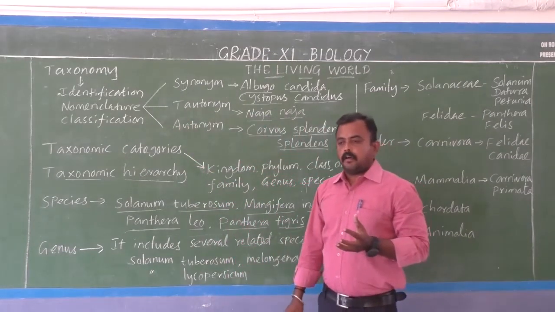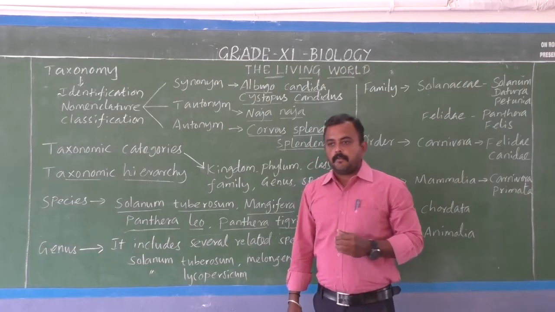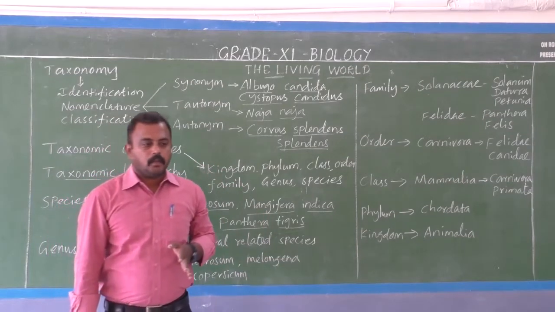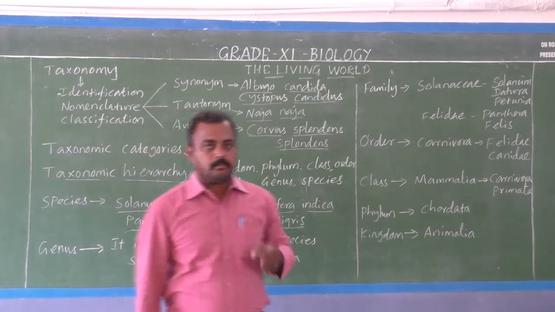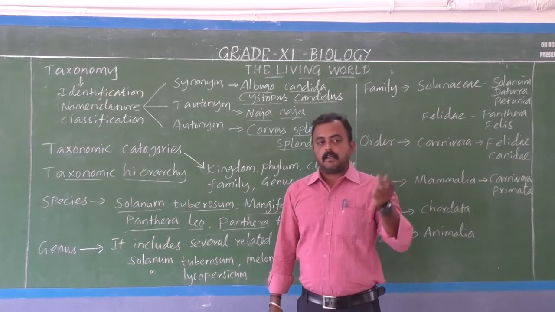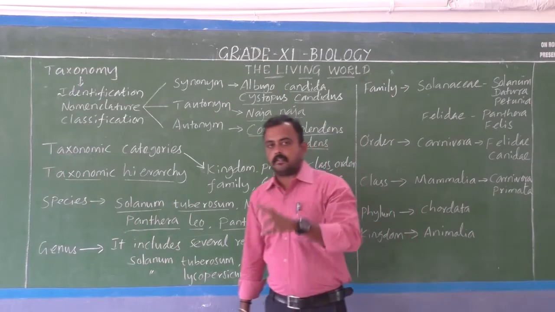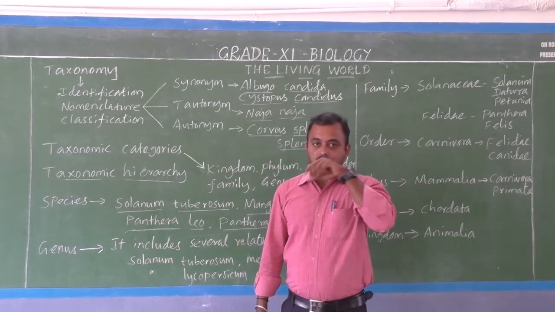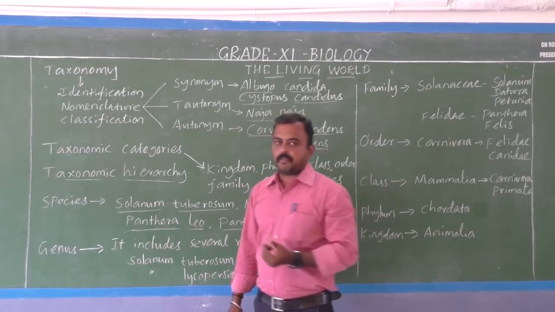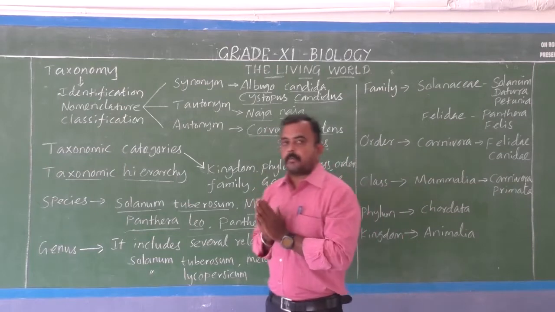So, when we talk about identification, if you see a newborn baby, first we should identify whether it is a boy or girl. Then only we can give a name to a particular baby. If it is a boy, we can give a boy name. If it is a girl, we can give a girl name. So identification is very important in taxonomy.